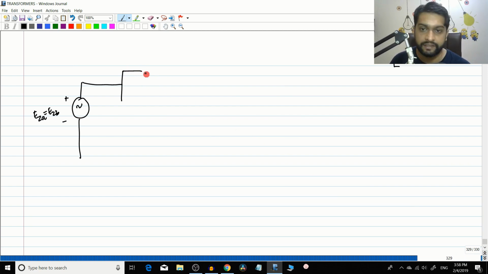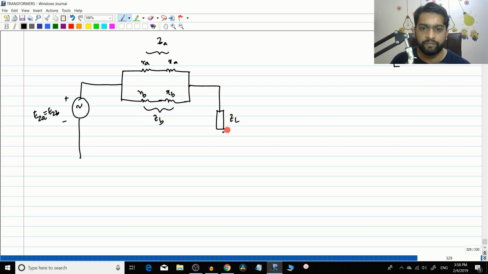So I can write it like this. This is RA XA, and together they will be ZA, and this will be RB XB, and together they will be ZB, and this will be the load connection. Basically, we have just used some KVL and made a simple circuit out of it. The current through the load is IL, that will not change. So the current here also will be IL.